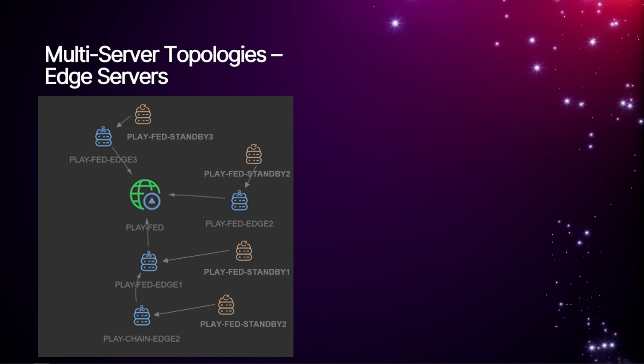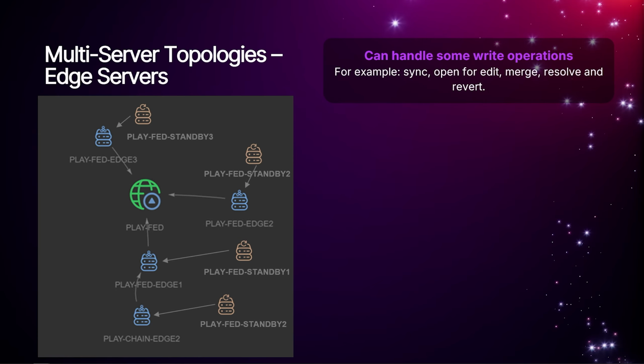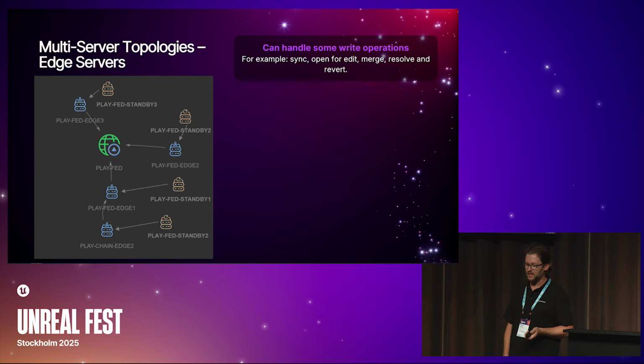All right, so then moving to the most complicated part of this one, you're gonna see a bunch of edge servers in blue, and then each of those edge servers actually has a standby server because this is where you actually need to get into a little bit more complicated DR strategy. Why do you wanna move to an edge server? Well, number one, some write operations like sync, opening for edit, resolve, merge, revert can all be done through the edge. It doesn't need to go back to the commit server.